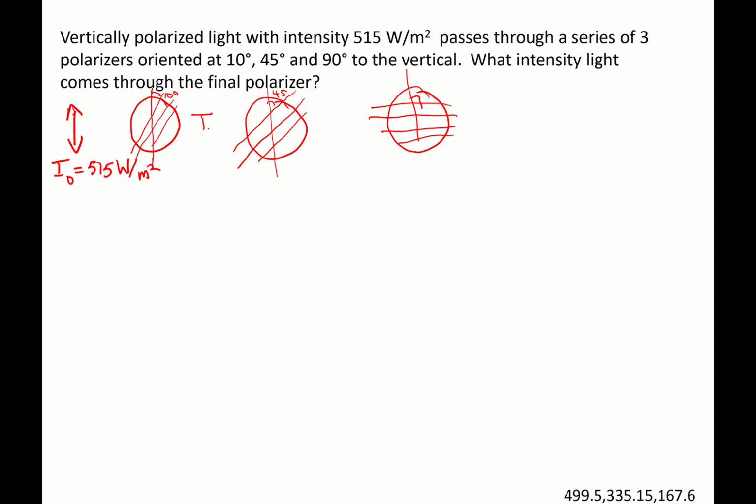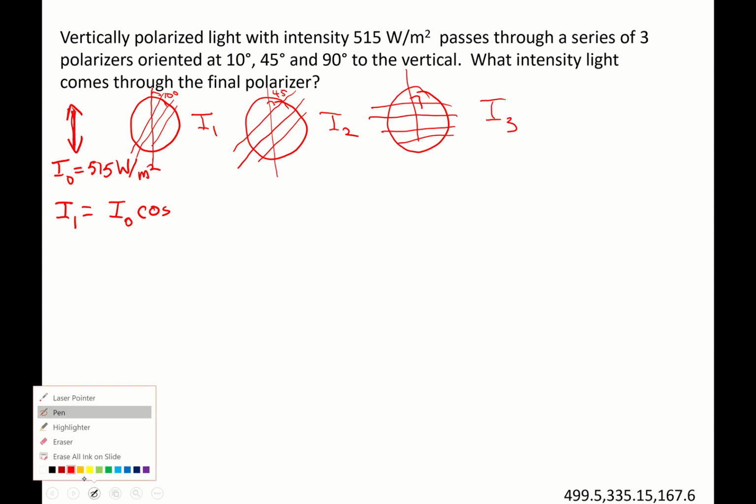So what I'm going to have to do is calculate what intensity of light comes through each one after the other, until I get out the far side. All right, so what's the intensity of light through the first polarizer? Well, it's going to be I0 times cos squared of the angle between the light that's incident and the light that gets through. So let me switch colors so we can see what's going on.